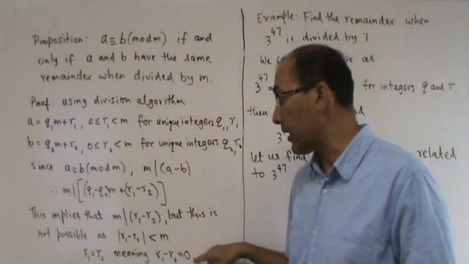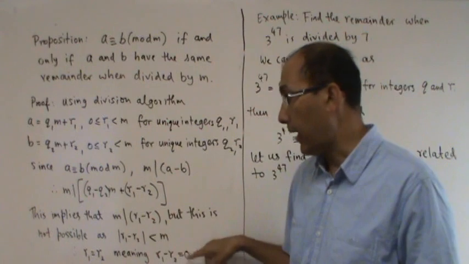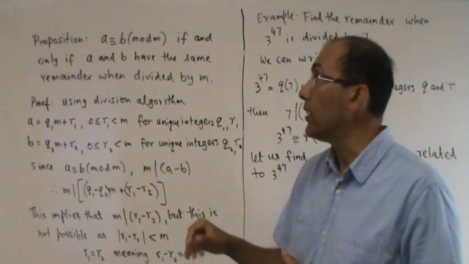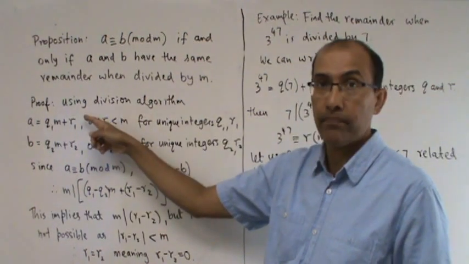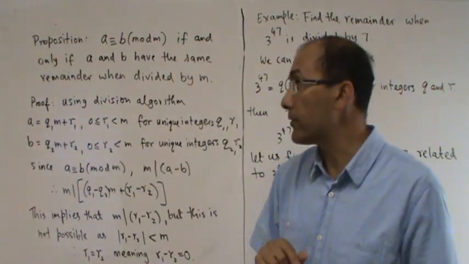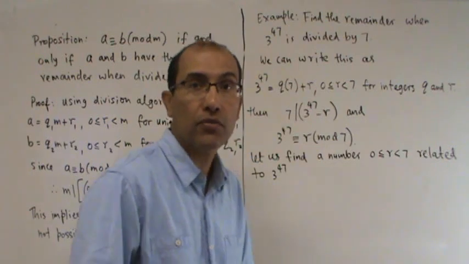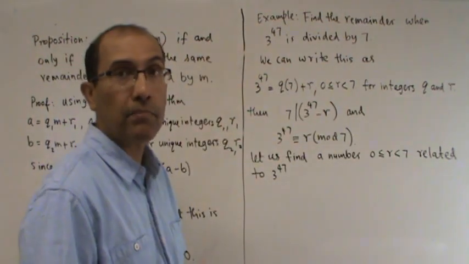That's the only thing that can be divided by M. And therefore we have the relationship. So if A and B are related, then their remainders have to be the same. They must have the same remainders. That allows us to do a little example here.